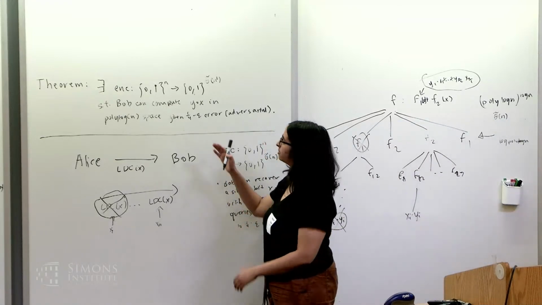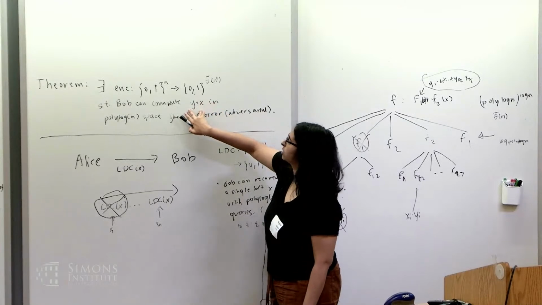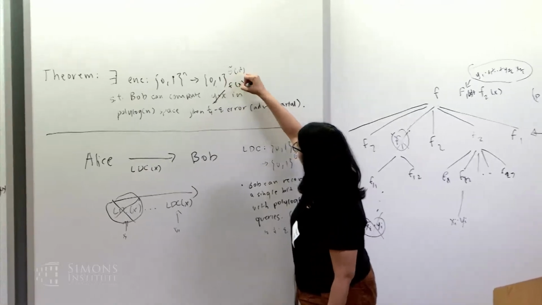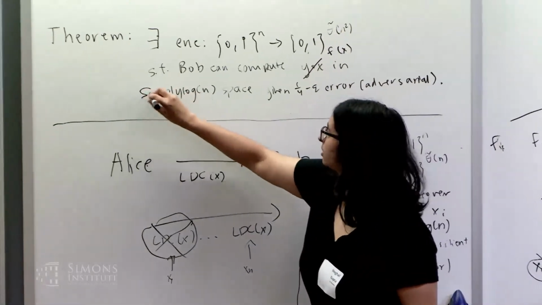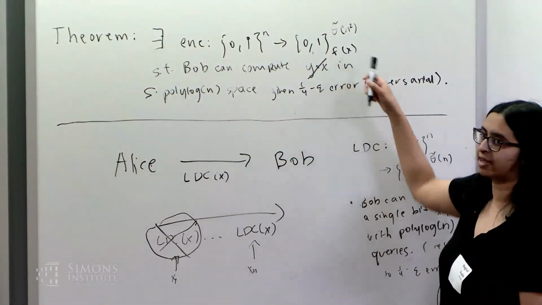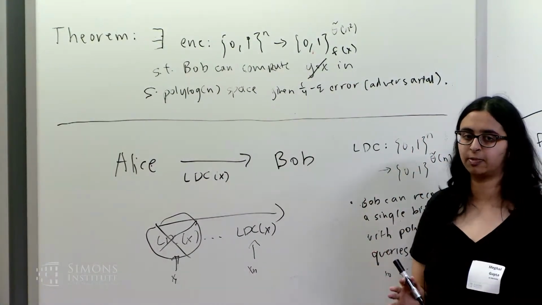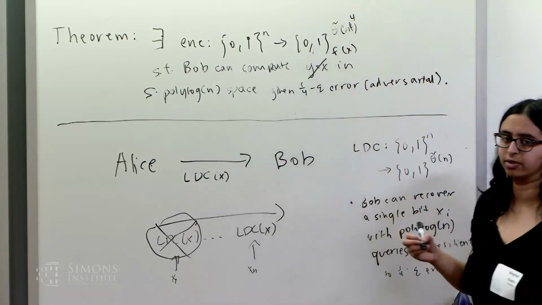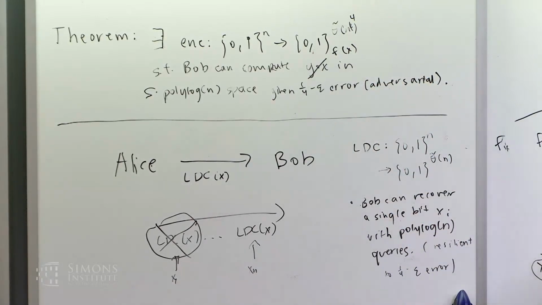There's a different theorem in the paper which says that you can compute any function f of x in s dot polylog n space, where f of x in the noiseless setting would take s space to compute. And instead of n squared over here, you would have an n to the fourth over here. But I'm not going to go over the proof of that right now.